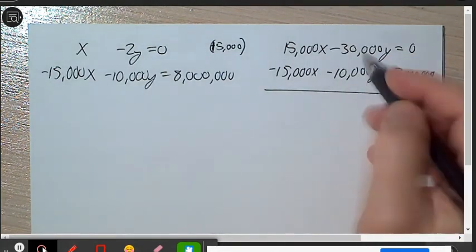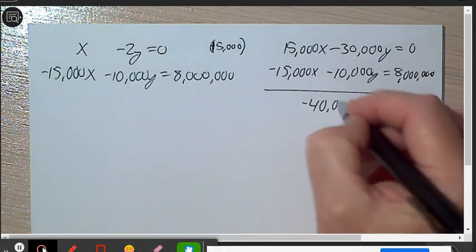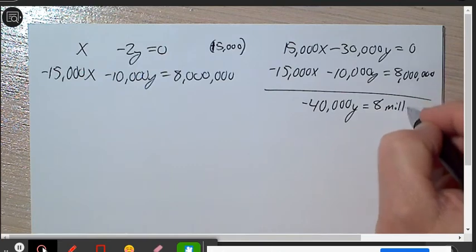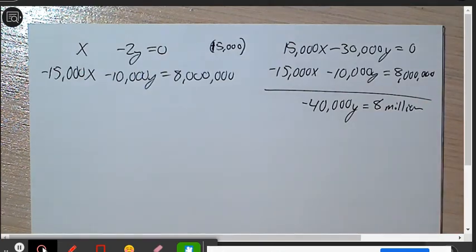Okay, so we've eliminated the x. We've got negative 40,000 y equals 8 million. So then we're going to take the 8 million and divide it by our numbers that we have here. And somewhere in there I missed a sign because that should not be a negative.